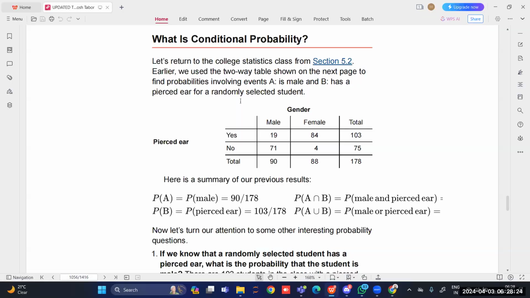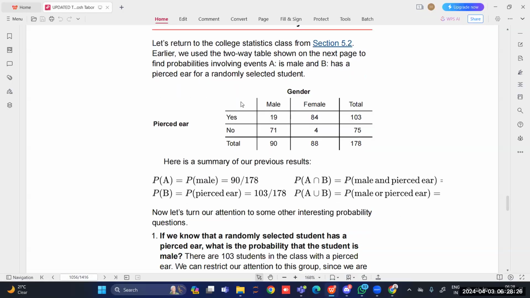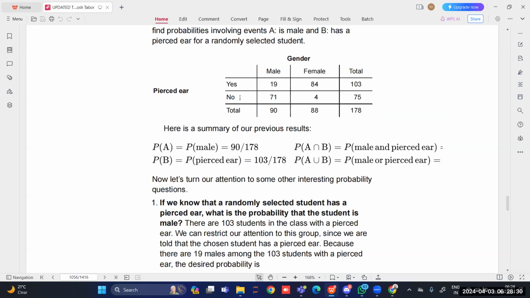Okay, so now let's turn our attention to some other interesting probability question. If we know that a randomly selected student has a pierced ear, what is the probability that the student is male? Suppose we have fixed that he has a pierced ear. Now what is the probability that the student is male?